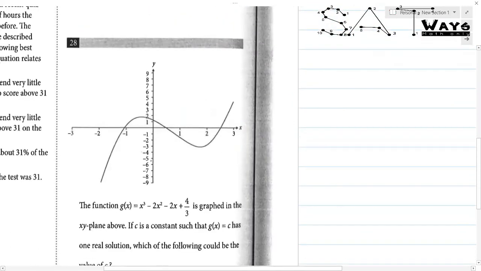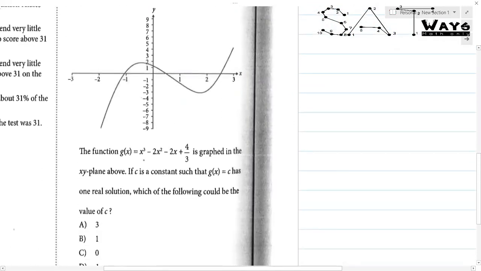Okay, about question 28. The function g of x equals x to the power 3 minus 2x squared minus 2x plus 4 over 3 is graphed in the xy-plane above. If c is a constant such that g of x equals c has one real solution, g of x equals c means a horizontal line that cuts the graph at only one point.